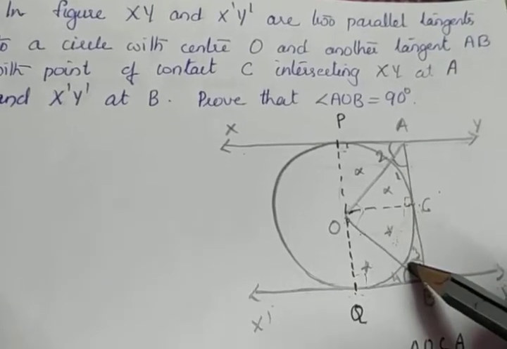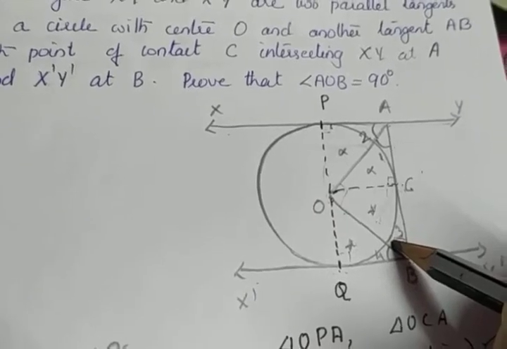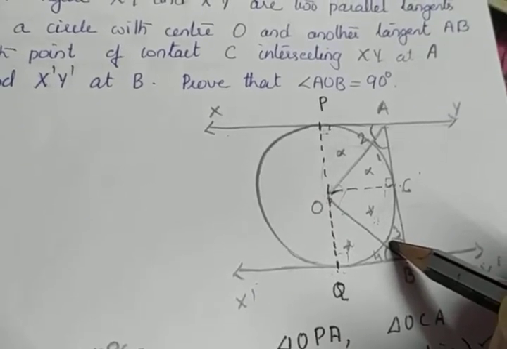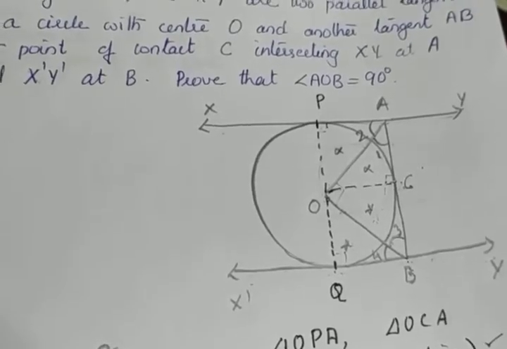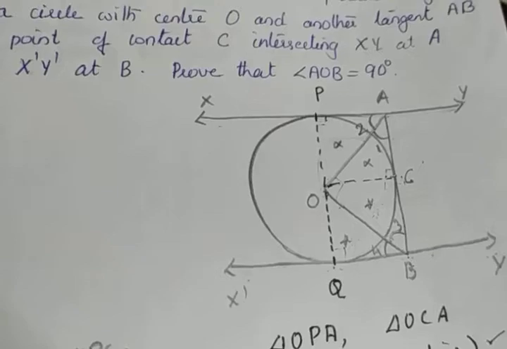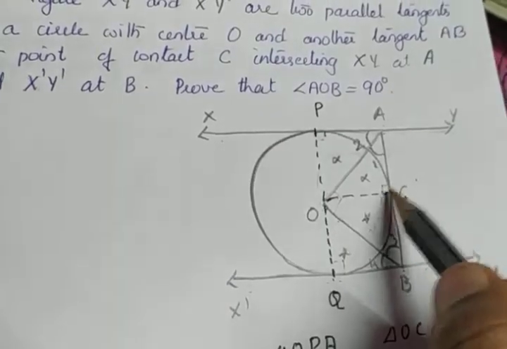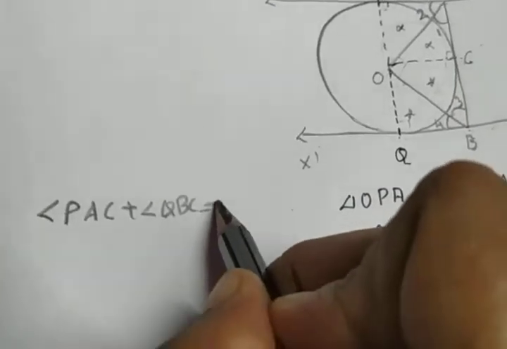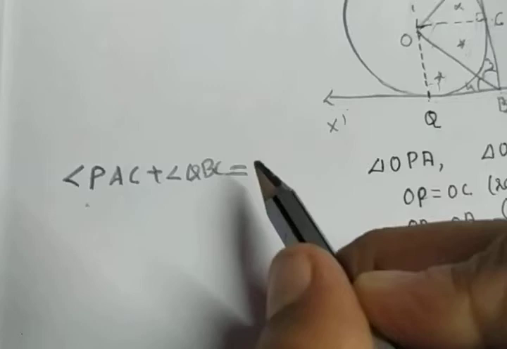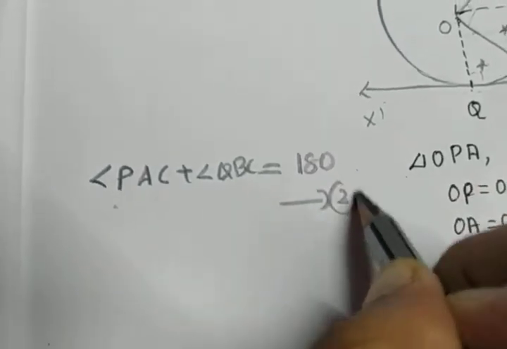These two angles are the interior angles on the same side of the transversal, isn't it? And we know that the sum of the interior angles on the same side of the transversal is 180. So what we can conclude, angle PAC plus angle QBC is equal to 180. So I am writing that angle PAC plus angle QBC is equal to 180. Let this be equation number 2.